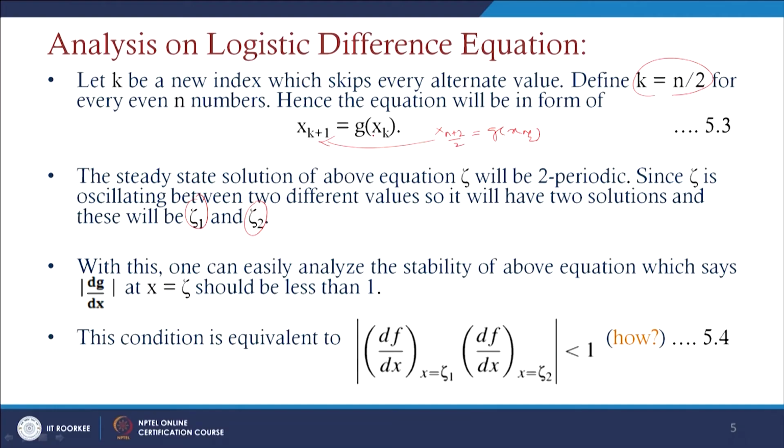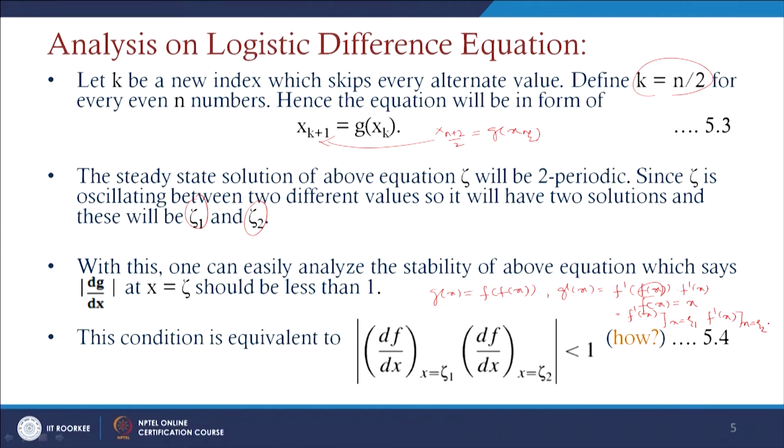This condition is equivalent to the following. Since we write g of x as f of f of x, if we take the first order difference, then g dash x can be written as f dash of f of x into f dash x. Here f of x is a fixed point function, so f of x equals x. So, completely we can write f dash x at x equals zeta 1 and f dash x at x equals zeta 2.